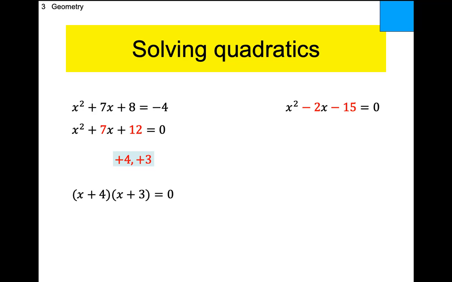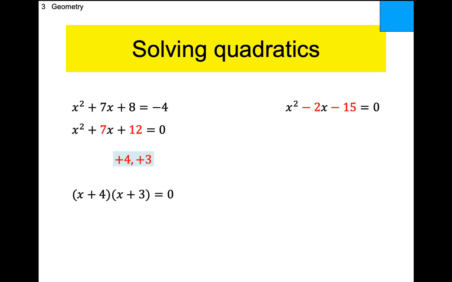We take each one separately, x plus 4 and x plus 3, and we set them equal to 0. Why do we do that? What does this say the answer is? 0. How do you get 0 if you're multiplying? If this is 0, or this is 0, or they're both 0, right? That's the only way through multiplication you get to 0.